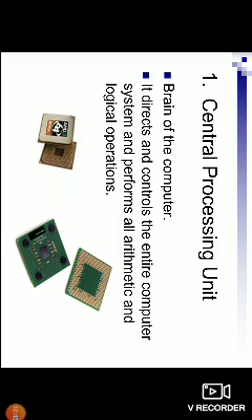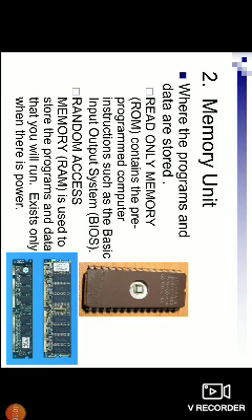So this is the CPU, that is central processing unit. It is the brain of the computer. It directs and controls the entire computer system and performs all arithmetic and logical operations. Next one is memory unit. It stores the data and programs.